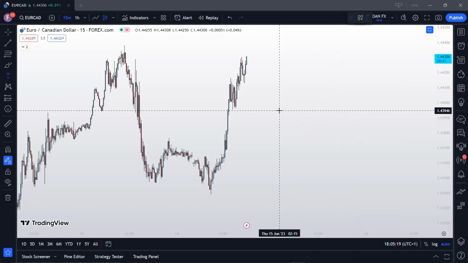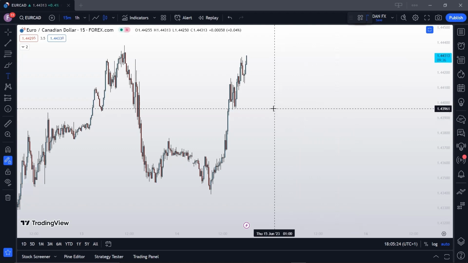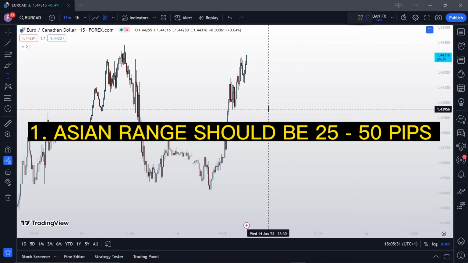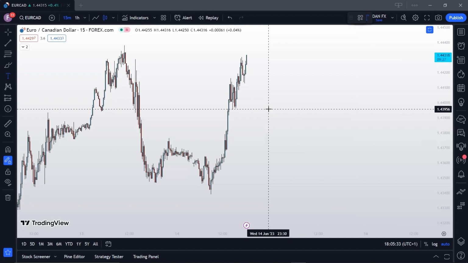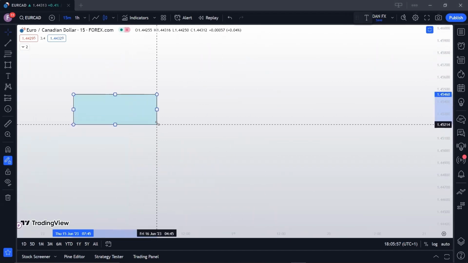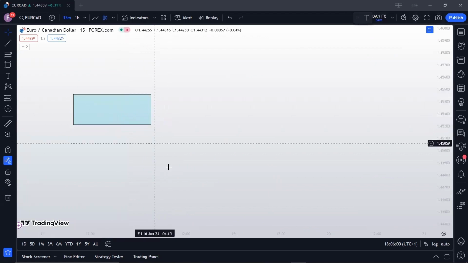The first and foremost rule when identifying the correct Asian range is that the Asian range has to be 25 to 50 pips max. It can be less than 25 pips, but max it has to be 50 pips. Now, what do I mean by that? Let's say this is the Asian range, represented by this blue box.